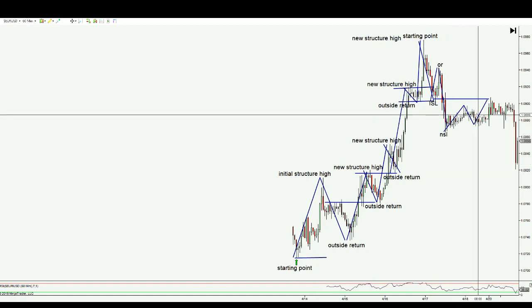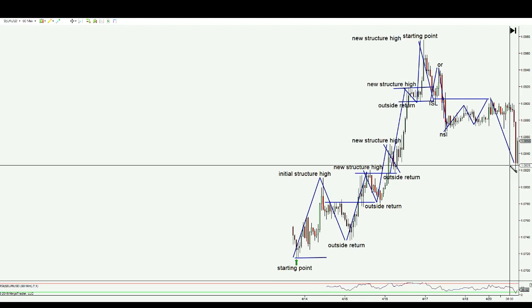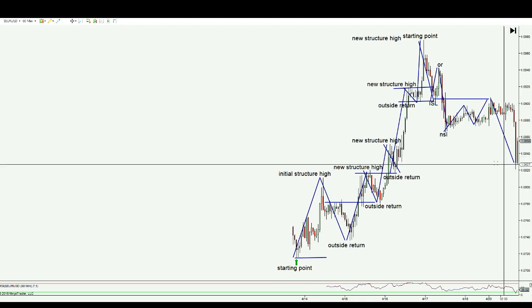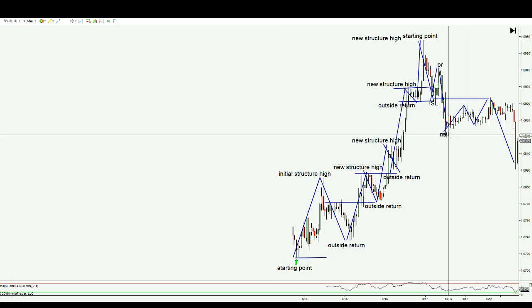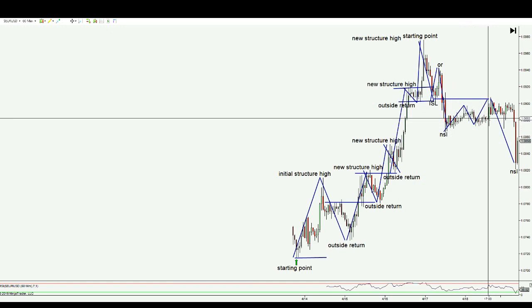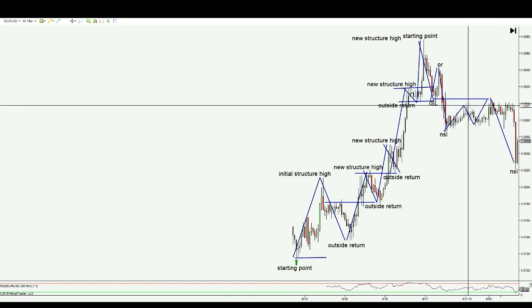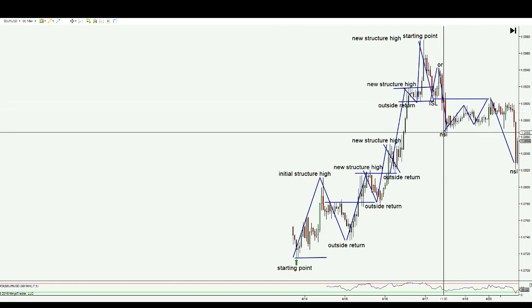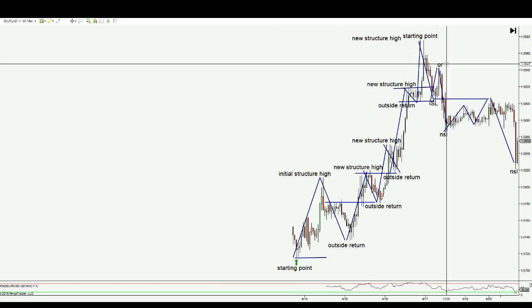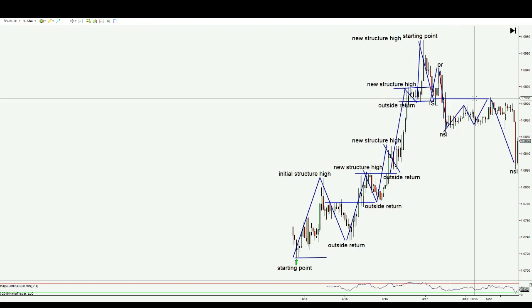Not really doing anything. There we go. Look at that. Okay, and then we fall down, giving us a new structure low again. Okay, and the reason I called this here consolidation is for one, we didn't break this new structure low here, and we didn't violate this outside return here. We just kind of traded in between these levels here.